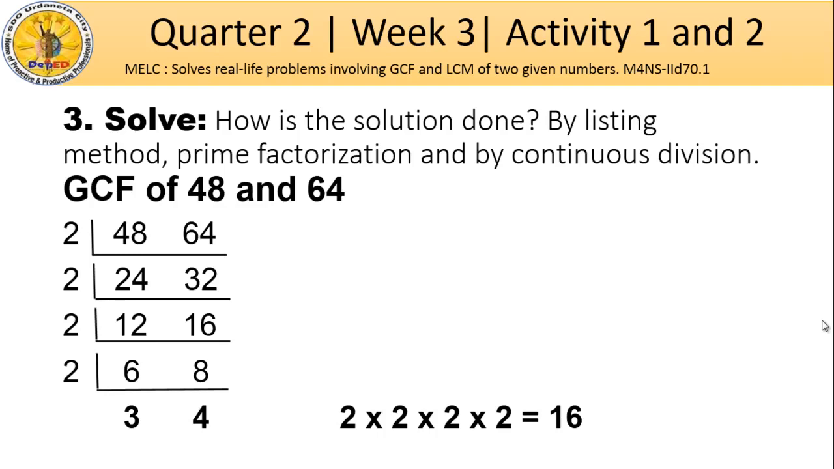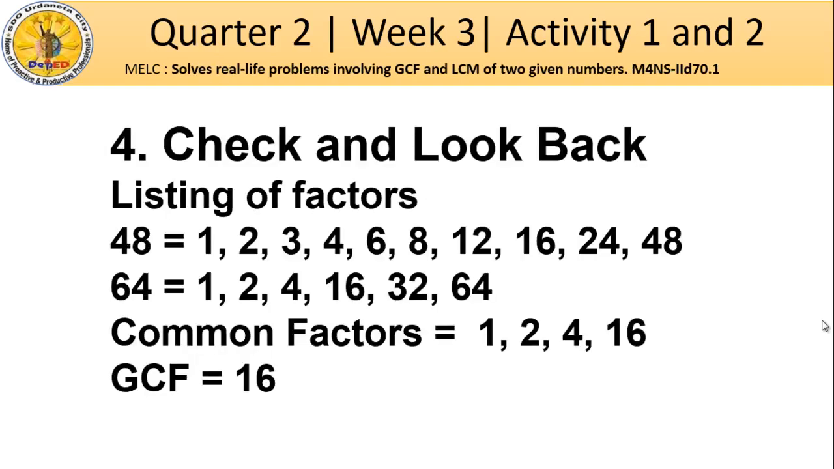2 times 2 times 2 times 2 equals 16. 16 is the GCF of 48 and 64. Therefore, 16 is the biggest number of cookies and cupcakes that can be packed in a box. The fourth step is check and look back.